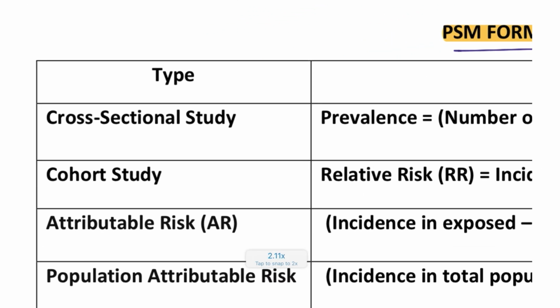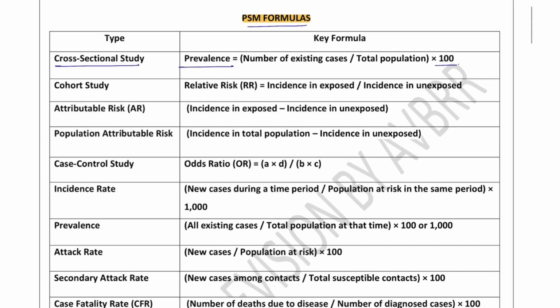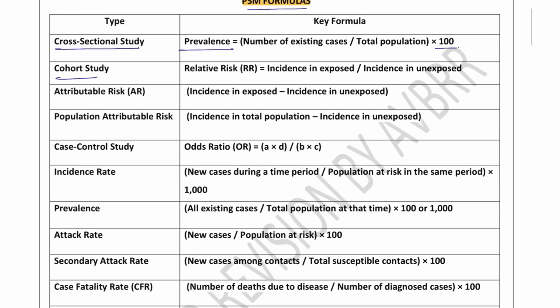So let's start the discussion, guys. Some of the points you have to remember are how we are going to calculate. As I said, cross-sectional studies are important for the prevalence. Prevalence means the existing cases, which could be new cases and old cases, so we calculate it per 100. Next, cohort study. This is about the relative risk: incidence exposed by incidence unexposed. Attributable risk: incidence exposed minus incidence unexposed. Population attributable risk: incidence in the total population minus incidence in the unexposed population.